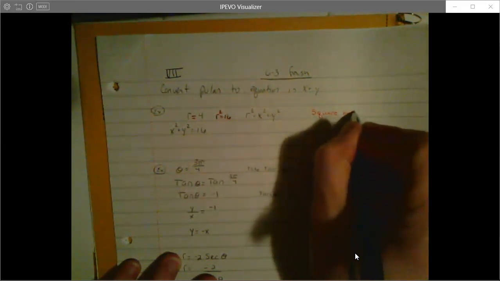And so what I'm going to do is I'm going to square both sides. So I'm going to end up with r squared equals 16. So I squared both sides. So when I did that, I ended up with r squared equals 16. Well, remember, r squared is x squared plus y squared. So I can replace that with x squared plus y squared equals 16. And now I have converted from polar form into rectangular form. So that's one method, squaring both sides.